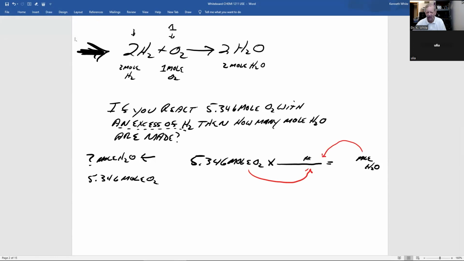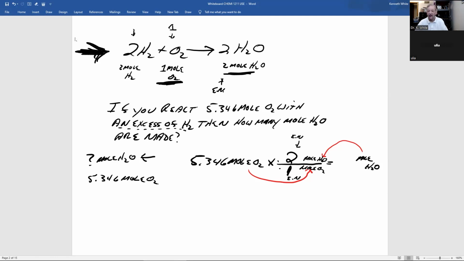A 1 on top, moles of water. I want underneath moles of oxygen. And where do I get these ratio numbers? From the balanced chemical equation. And that tells me for every 1 mole of oxygen, I make 2 moles of water. Now, coefficients of any chemical equation are exact numbers. So these are exact numbers.